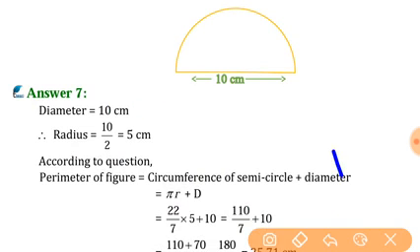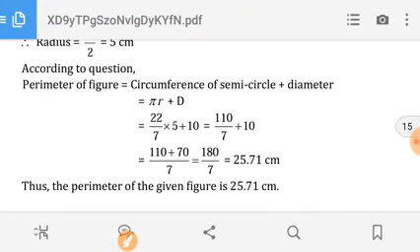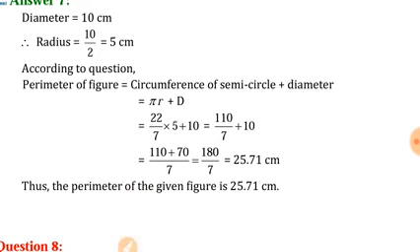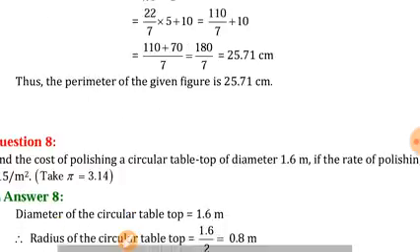According to the question, the perimeter of the figure is equal to the circumference of the semicircle plus the diameter. Substitute the value of pi as 22/7 into 5 plus 10 diameter. So 110/7 plus 10. If you take the LCM here, into 7 will come, that's why it is 70. Then 110 plus 70 is equal to 180/7, so 25.71 centimeter is the perimeter of the given adjoining figure.